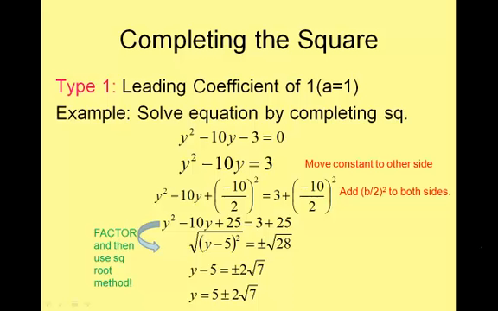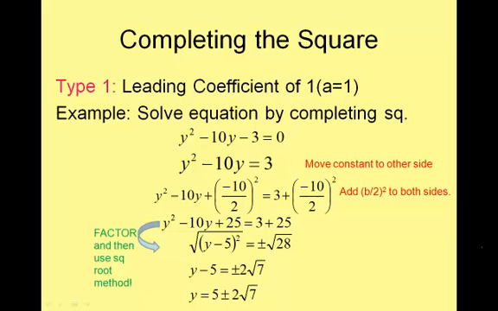So, the problem here is y squared minus 10y minus 3 is equal to 0. Notice your leading coefficient is a equals 1, so that's good. Take the constant over to the other side, so negative 3 becomes a 3. Now your b here is negative 10. So what you want to do is add b over 2 squared to both sides. So negative 10 over 2 squared to the left, negative 10 over 2 squared to the right. Now negative 10 over 2 is just negative 5, and 5 squared is 25. So what we just did here is add 25 to both sides.